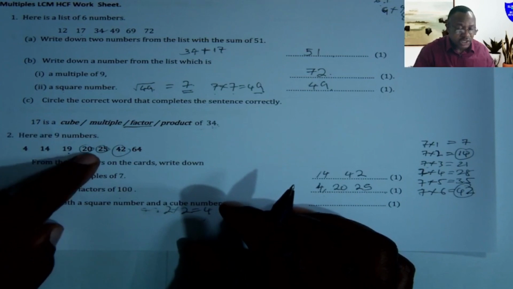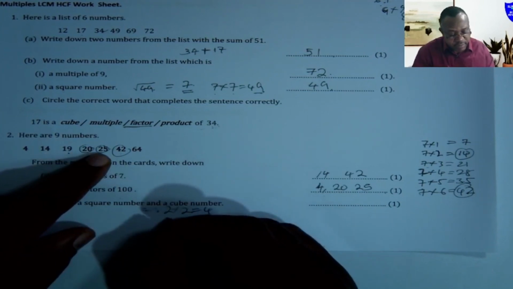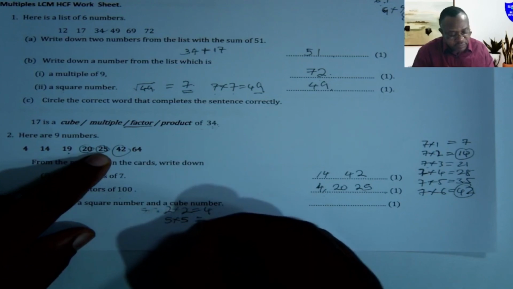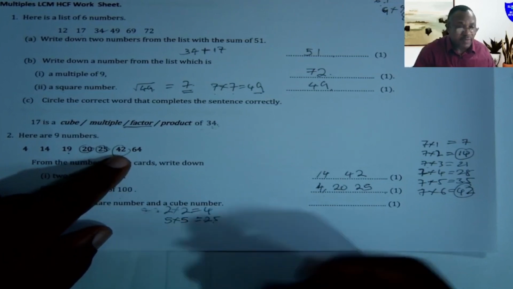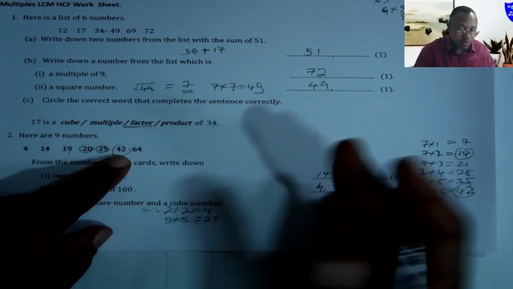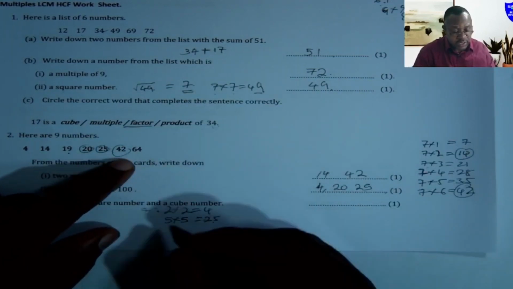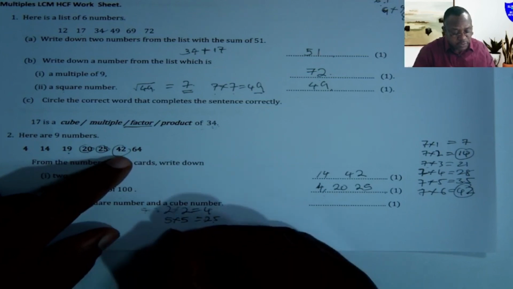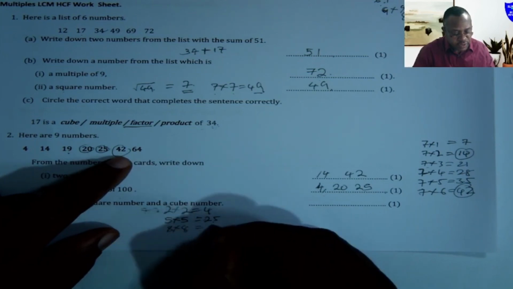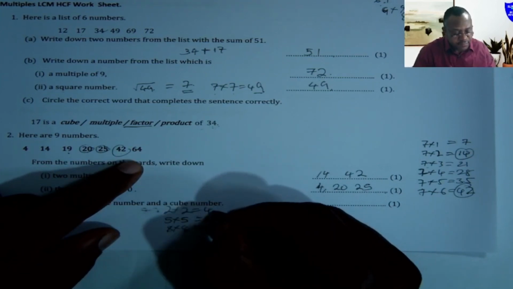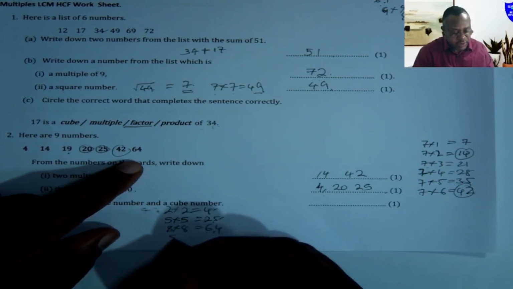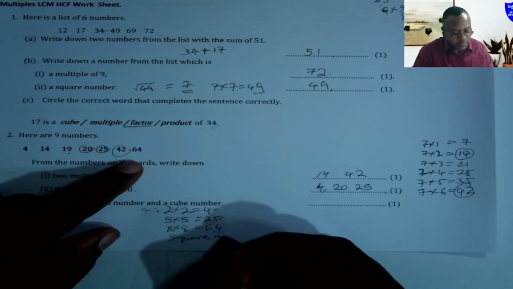There are no 2 numbers that are equal that can be multiplied together to get 14. 19 is not. 20 is not. 25 is, because if you times 5 by 5 you get what? 25. So 25 is a square number. 42 is not a square number. There are no 2 numbers that are exactly the same that can be multiplied to get 42. So that one is out. Then 64, we know that 8 times 8 will give us what? 64. Therefore 64, 25, 4 are square numbers. Okay, these are square numbers.